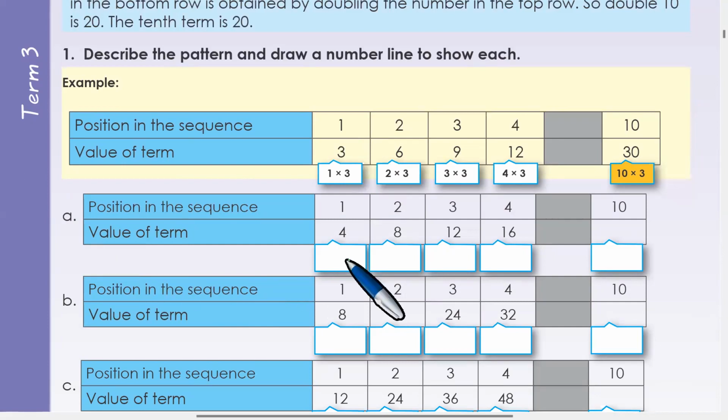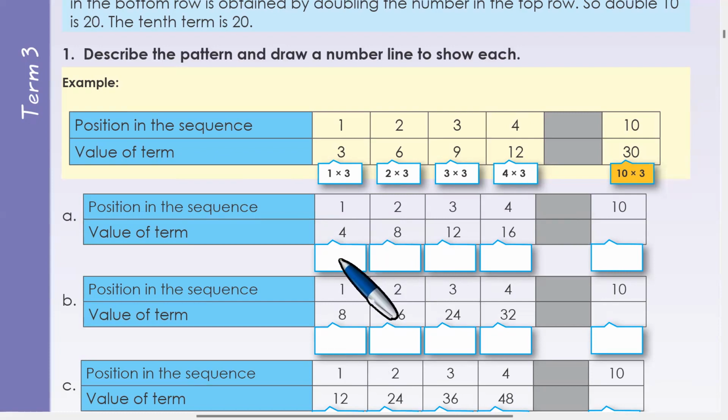Okay, let's look at A. What should be here? Because 1 became 4, 2 became 8. This one became 12. This became 16. And now there's nothing here. We need to fill in. Okay. What happened? 1 became 4. What must be here? Because it was 1 times 3, then 2 times 3, then 3 times 3, then 4 times 3.